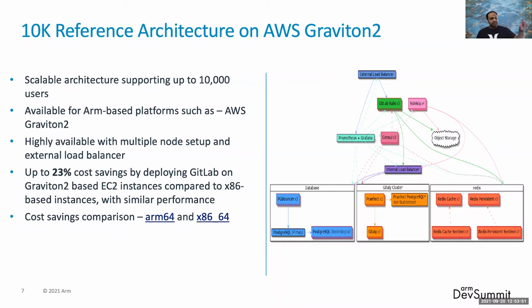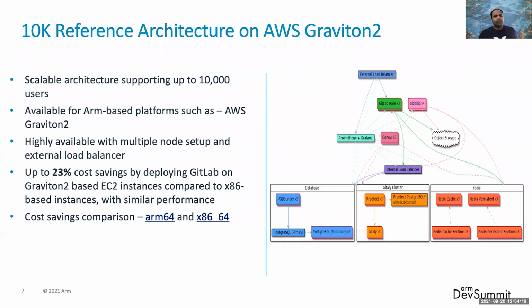The reason for selecting the 10K reference architecture was that we wanted to target mid-tier to large size organizations, to get a real sense of how users interact with it and what kind of benefits they would get, not just in terms of performance, but in terms of cost also, if they move or migrate their existing workloads or deployments onto Arm-based platforms.